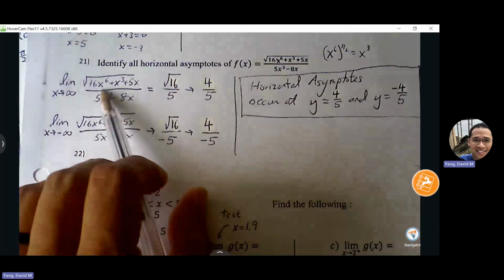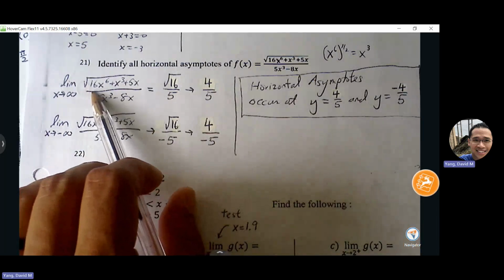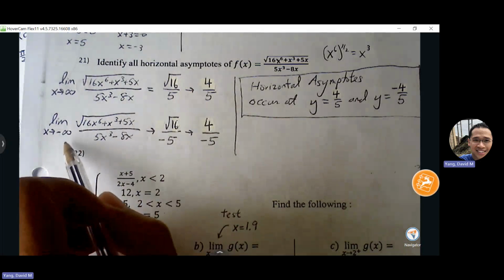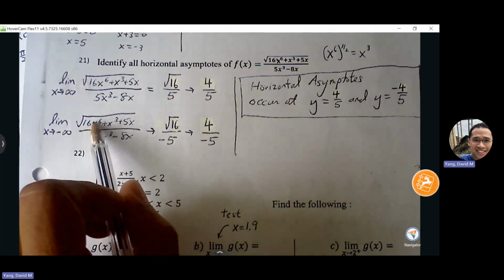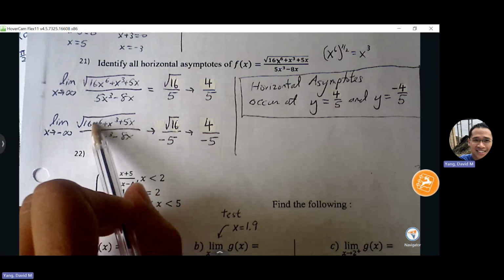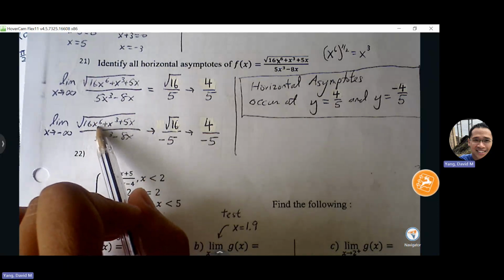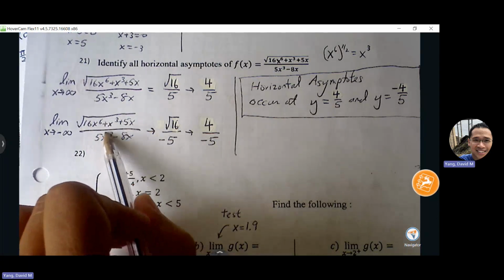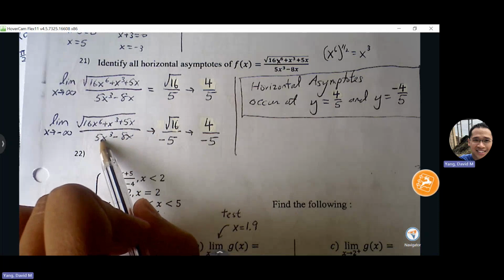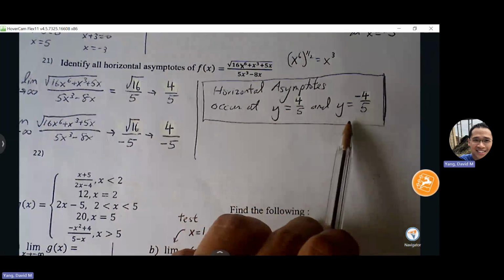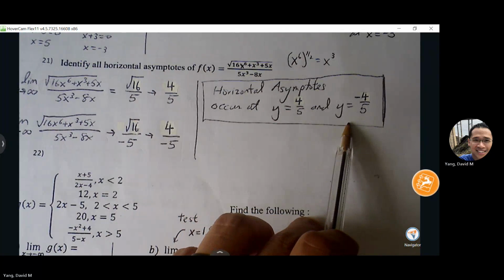So because the degrees are the same, we just take the ratio of the coefficients. Root 16 over 5 is just 4/5. But if we're going to negative infinity, any negative large value that I plug in, I'm still going to get a positive. That x to the sixth will still protect any negatives that go in to make it positive. And the denominator, however, will change signs. So that's why I have two horizontal asymptotes, one at 4/5 and one at negative 4/5.